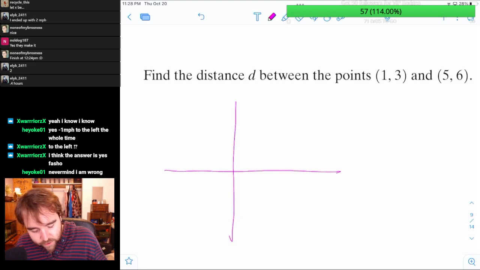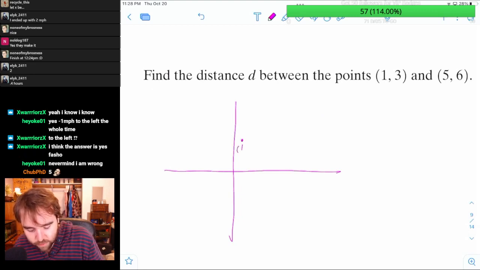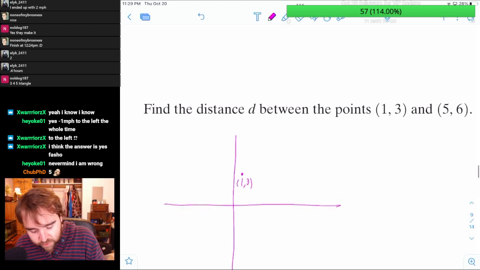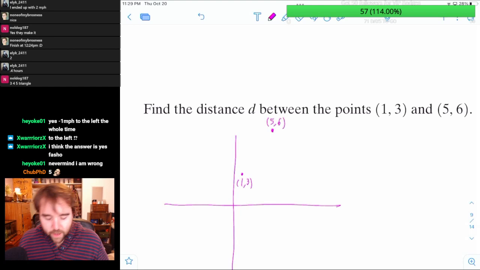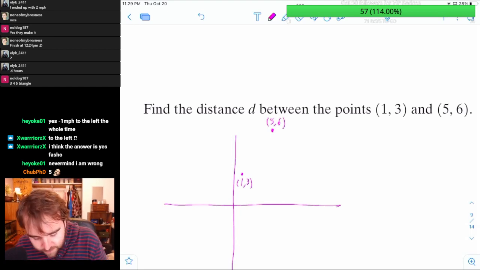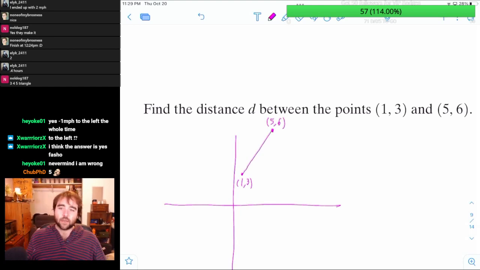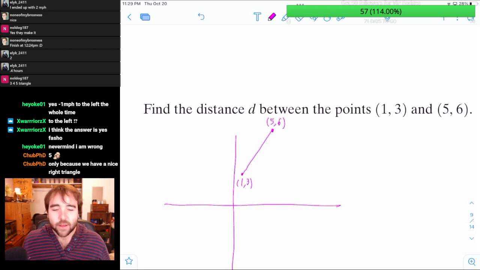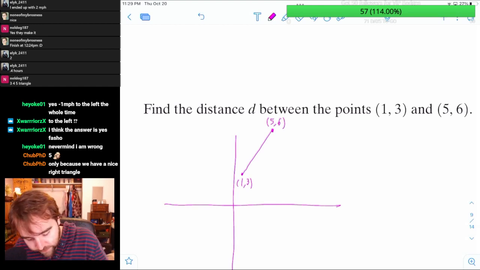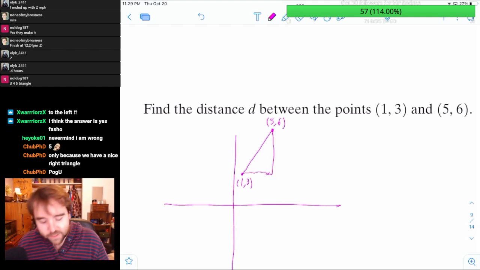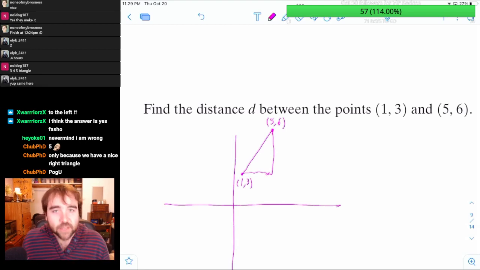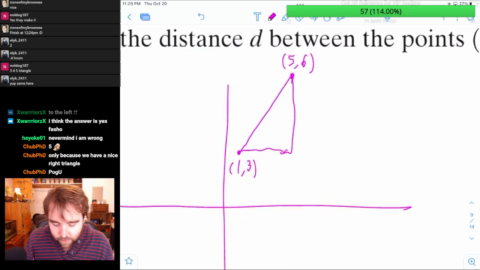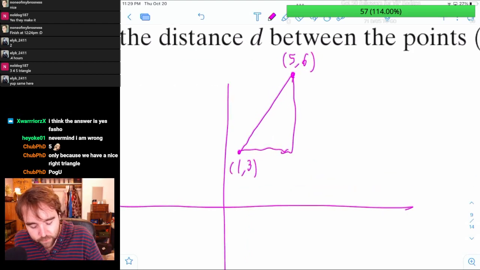I don't even need to use graph paper though. We've got this point 1 comma 3 and this point 5 comma 6, and the question is, we want to find this distance here. Just like what Chubb PhD says, that's a right triangle. It's not just this case where we have a nice right triangle; we always have a right triangle here, and then we just have to look at the distance of the legs. So how do we get the distance of the legs?